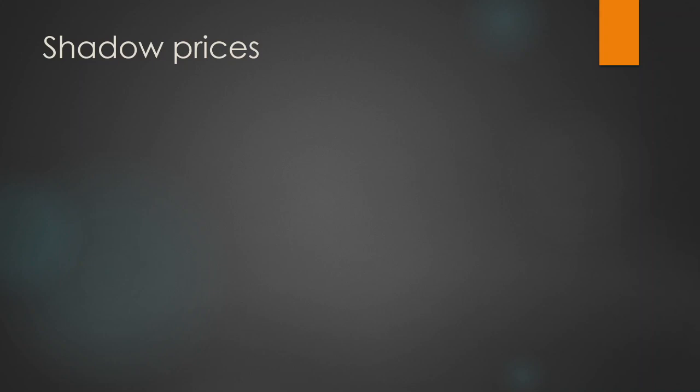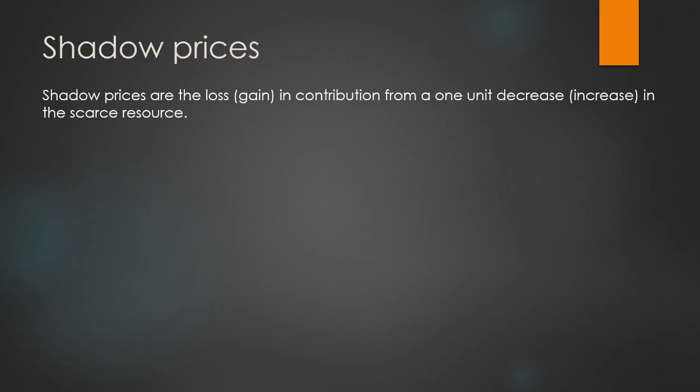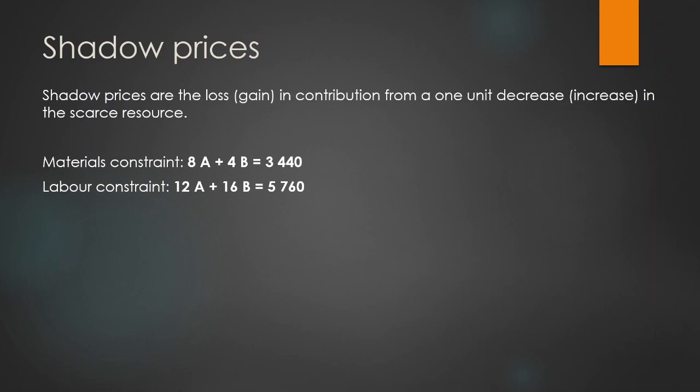How would we now calculate the shadow price of a resource? Remember, the shadow price is the opportunity cost. It represents the loss or gain in contribution from a 1 unit decrease or increase in the scarce resource. So, from our example, we know that the relevant constraints are materials and labor.